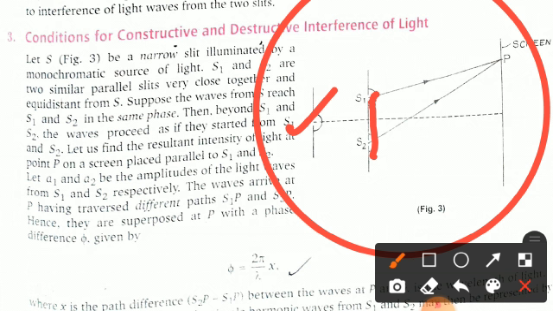Suppose the waves from S reach S1 and S2 in the same phase, as if they started from S1 and S2. So let us find the resultant intensity of light at the point P. Here we have to find the resultant intensity.